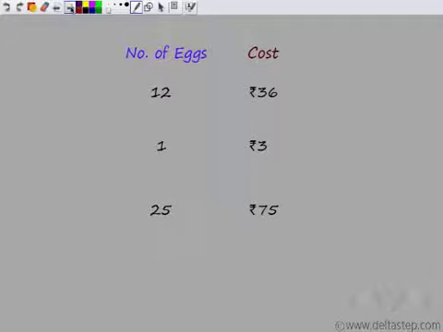Now let's try to see the ratio of this decrease in the number of eggs and this decrease in cost. This is nothing but 12 is to 1, the decrease. And what about this? This would be 36 is to 3. Further, what I can see is that there's a common factor 3 in both the terms. So I can write it in simple form by dividing both the terms by 3. That would give me 12 is to 1.